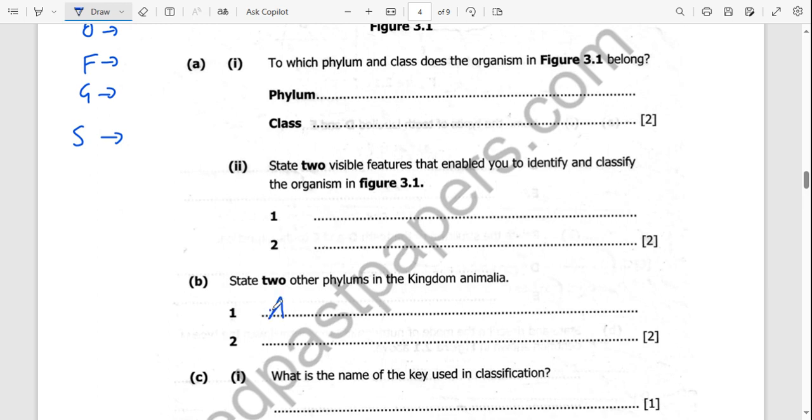I can write Annelida, Mollusca. This includes things like snails, right? You are going to have a lot. You are going to have also things like nematodes. These are also roundworms, but they are unsegmented. That's how they differ from Annelida. Also going to have Arthropoda, which is where the insects are going to be.